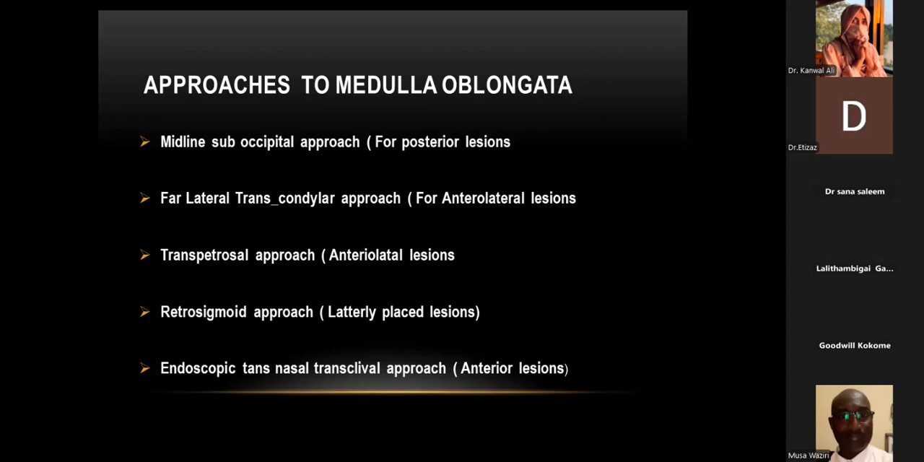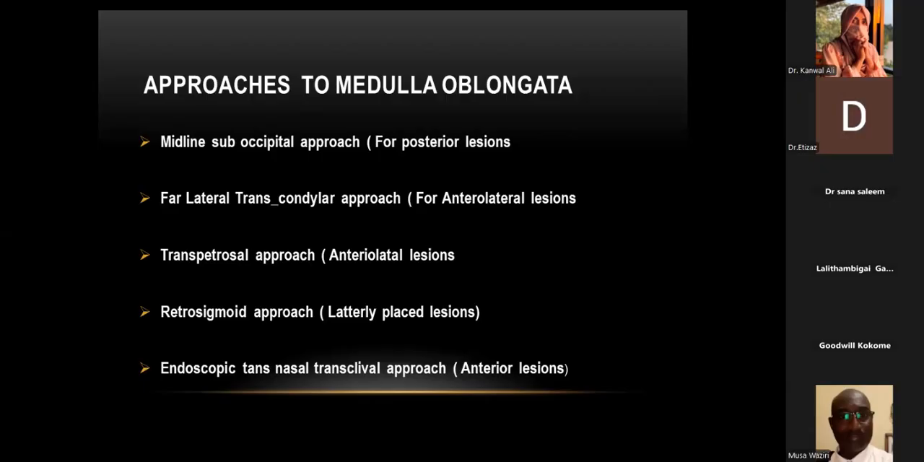For the transpetrosal approach, if an anterolateral lesion is there, we can again avail this standard approach with the help of the temporal and anterior petrosectomy. It is also the most standard approach for the petroclival region, just on top of the medulla oblongata, where an anteriorly placed lesion is there. So anterior petrosectomy helps a lot in addressing these lesions. For the retrosigmoid approach, we can approach a laterally placed huge and large lesion.